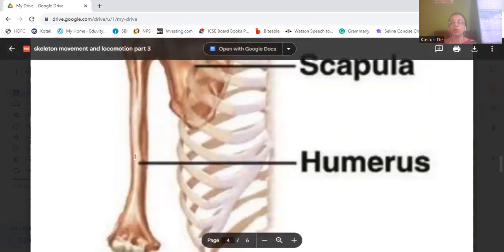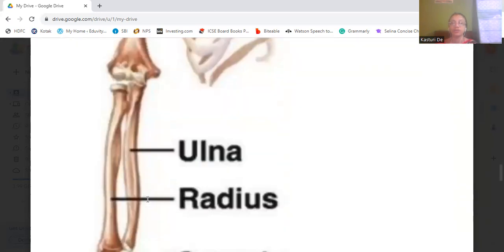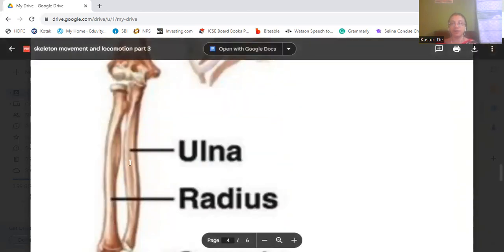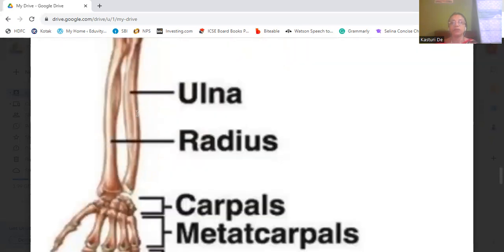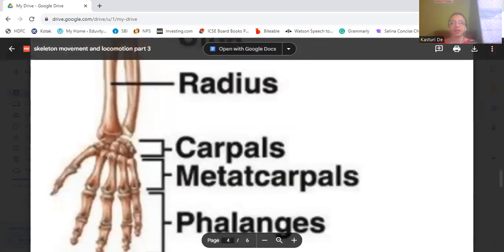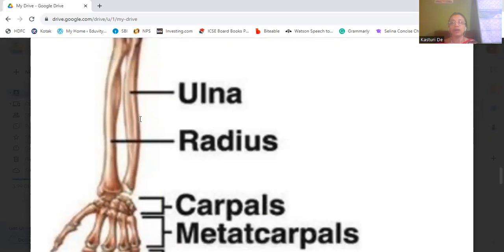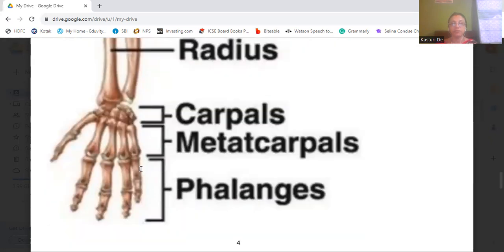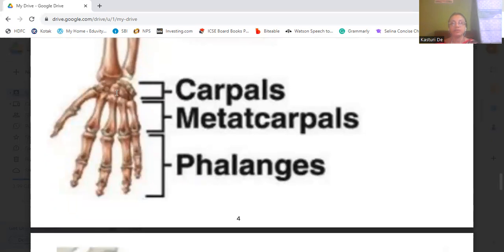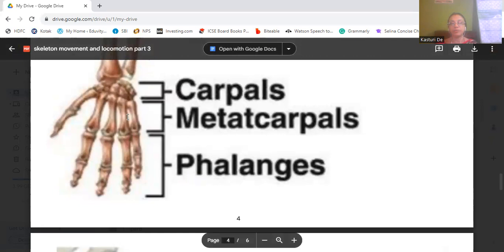First is the humerus, the single long bone. Then comes the ulna and radius. The radius is towards the thumb side. This is the thumb. You can see two bones at the thumb, which is the radius bone, and the outer side is the ulna. The carpals, 8 carpals, then 5 metacarpals, and then the phalanges. So these are the 5 metacarpals, and these are the 3 phalanges, and here there are 2 phalanges.